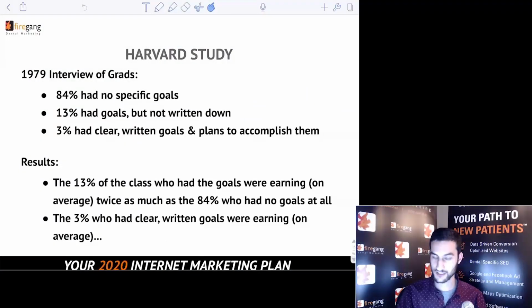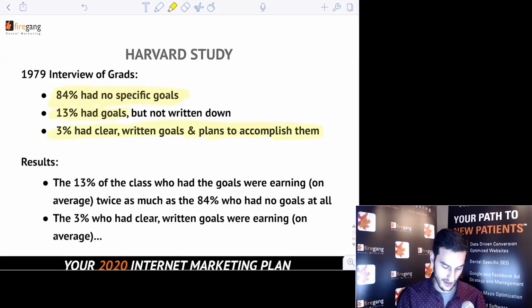There was a really interesting Harvard study that was done, and it's old, but it's still very much applicable to today. So 84% of grads from Harvard had no specific goals at that time. And I think back to when I graduated college, and I don't know if I had any really specific goals in mind. I think this is the case for a lot of people. But as we break down the rest of the study, we saw that 13% of them had goals, but they didn't actually write them down. And 3% had clear written goals with a clear plan in place to accomplish those goals.